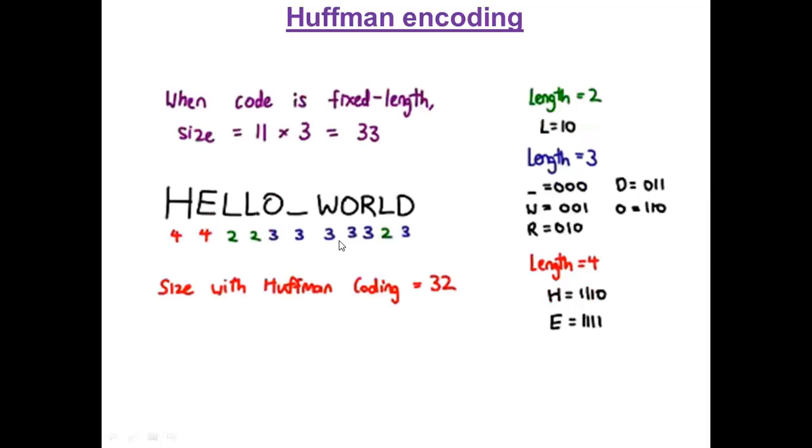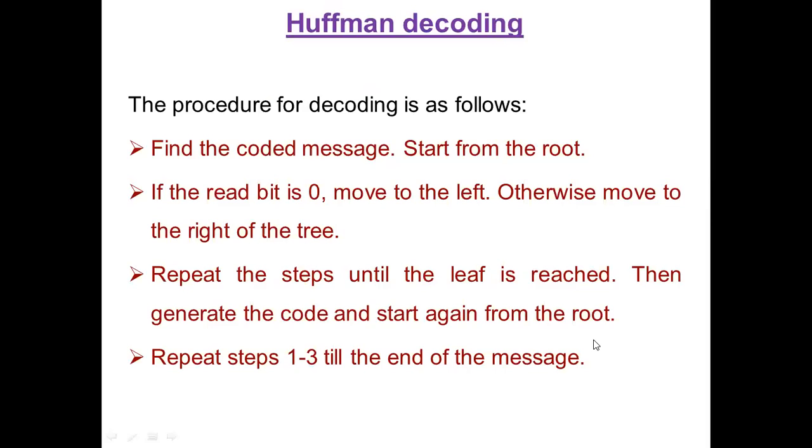So that is here. And now let us write the frequencies here: 4, 4, 2, 2, 3, 3, 3, 3, 2, 3. So by adding all this, we'll be getting 32. 4 plus 4, 8, 10, 12, 15, 18, 21, 24, 27, 30, 32. That becomes 32. The size with the Huffman coding is 32. So that's it on Huffman coding. And thank you for watching this video.